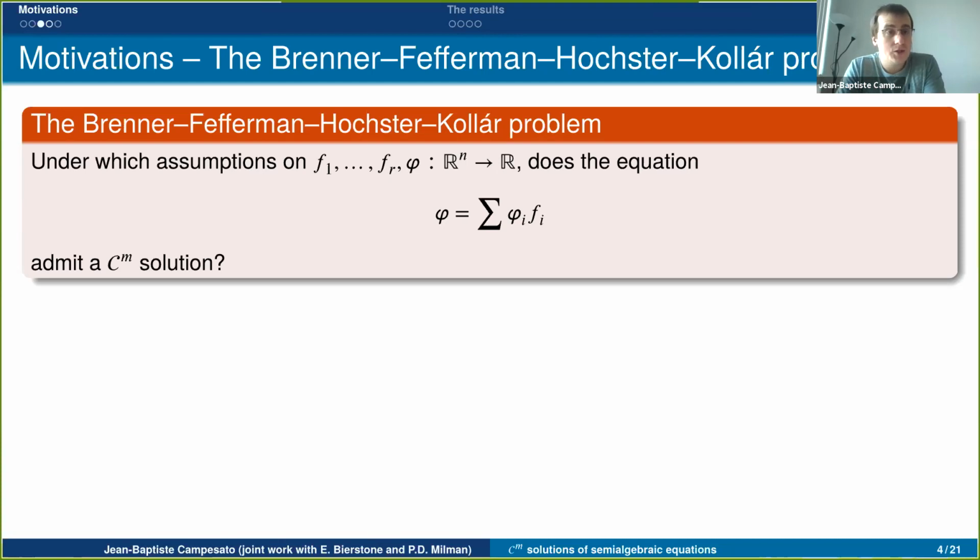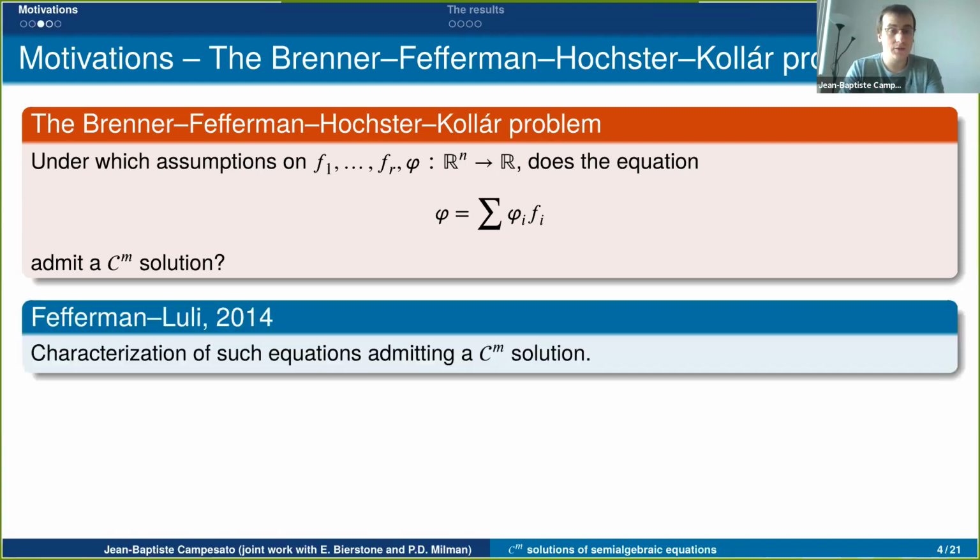So this question has been entirely solved by Fefferman and Narasimhan in 2014. They gave a condition on the F_i and phi, which is necessary and sufficient to ensure the existence of a CM solution, the existence of CM phi_i satisfying this equation.